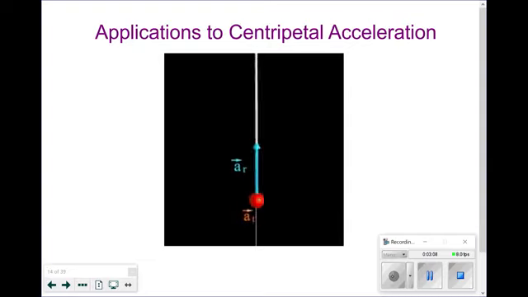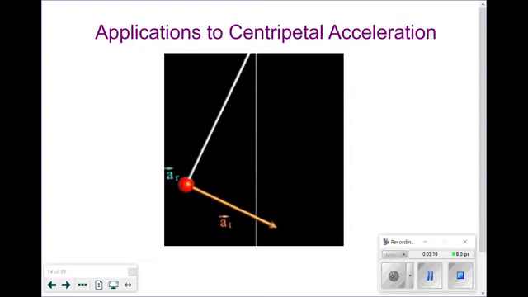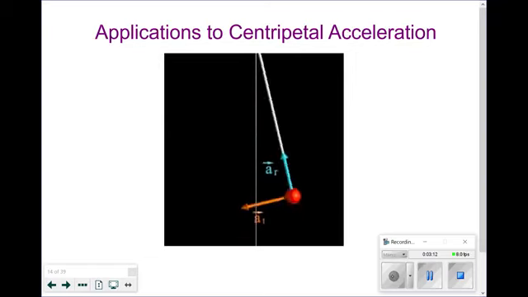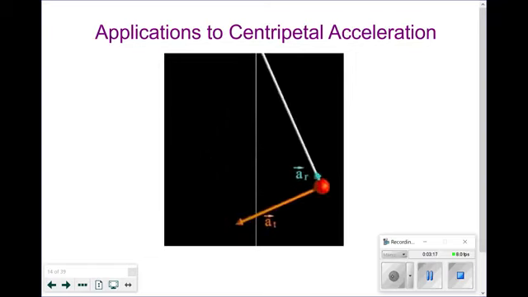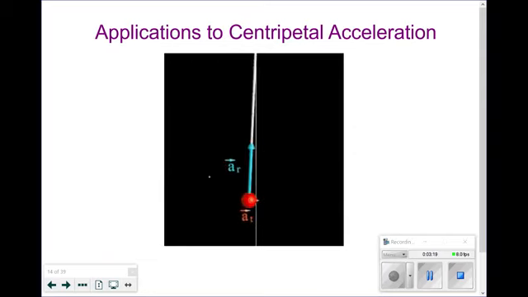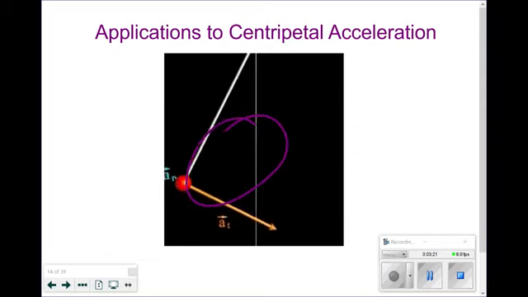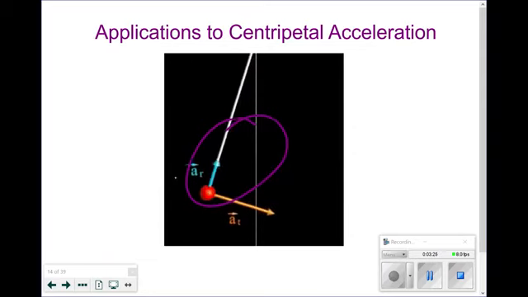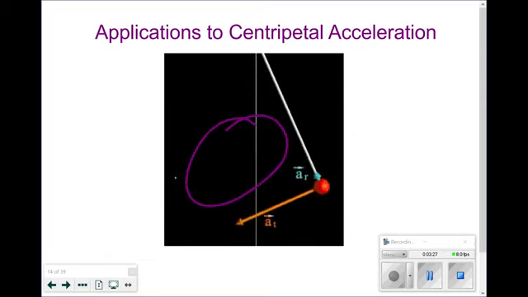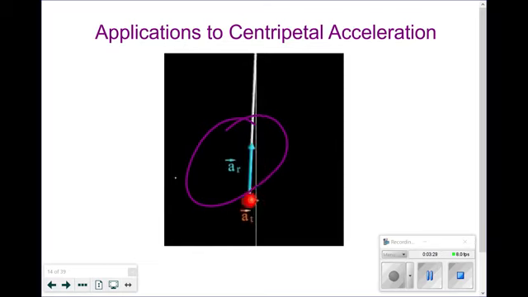Since there are two types of acceleration for the pendulum, we have to look at each one individually. So we're going to start with the centripetal acceleration first, which is along the radius that we see right here. This, of course, follows the exact same rules and properties that we learned before about centripetal acceleration and circular motion.